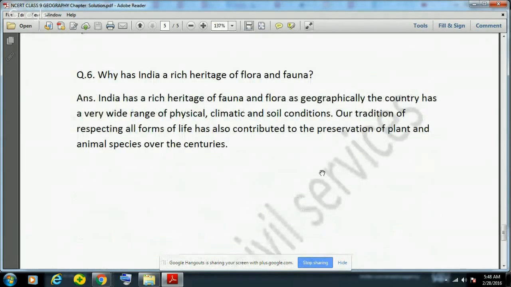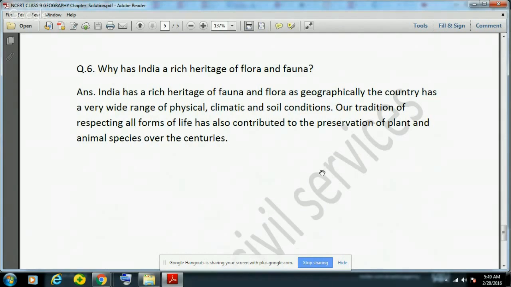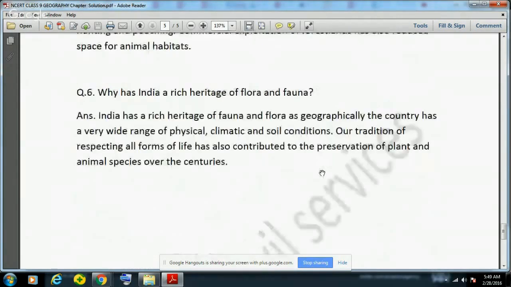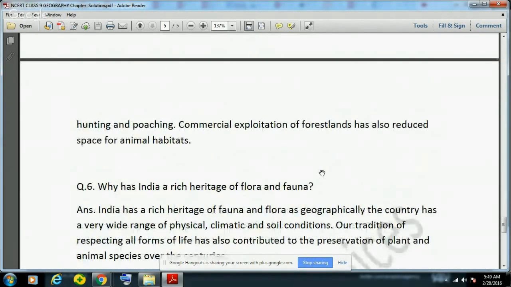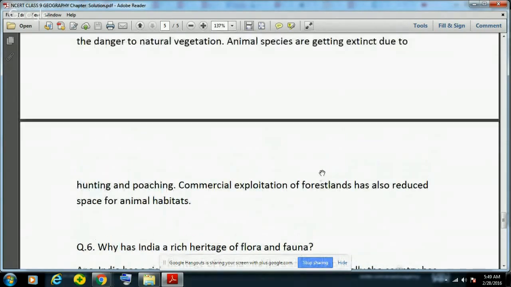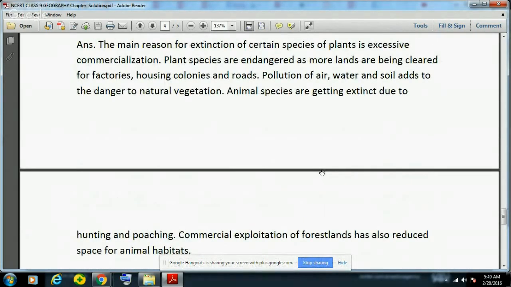Now, why does India have a rich heritage of flora and fauna? Because geographically our country has a wide range of physical, climatic, and soil conditions. Various types of mountains, peninsula, plains, and plateaus are present, and that is why there is a lot of relief, land, climate, and various types of soils. Also our tradition of respecting all forms of life has contributed to the preservation of plant and animal species over the centuries. So this is the end of this chapter and the solution of all the questions and answers given in the NCERT class 9 chapter 5 geography.